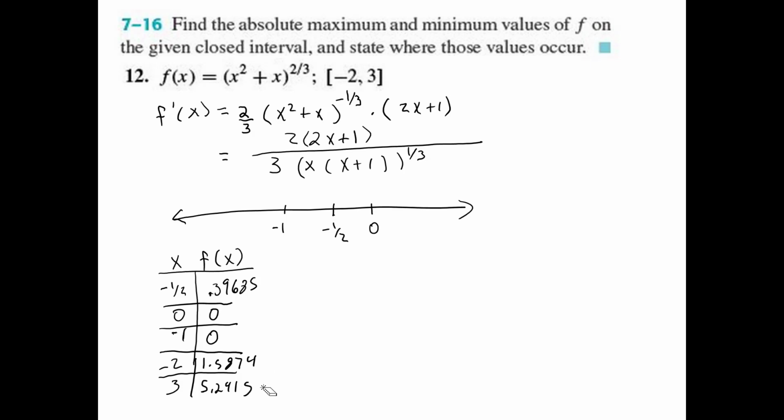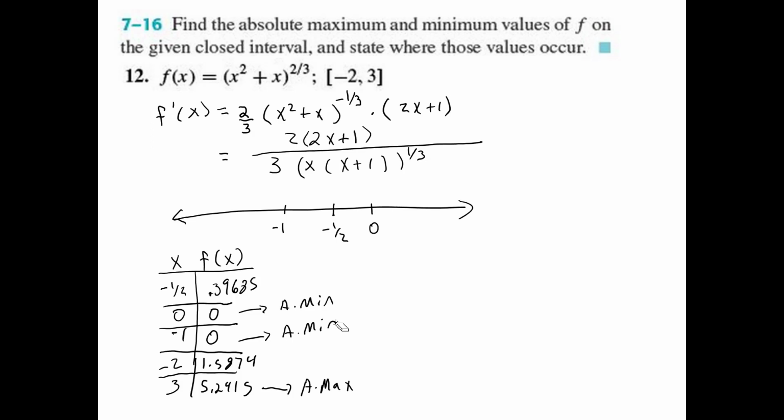So this is my absolute max. And that happens at the endpoints. This is my absolute min. And this is also my absolute min. And that happens at 0 and negative 1 at the critical points. At negative 1/2, we don't have an absolute max or an absolute min. We could have a relative min, but we're not interested in finding the relative extrema in this.